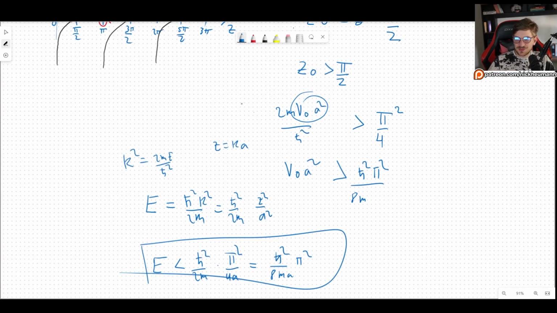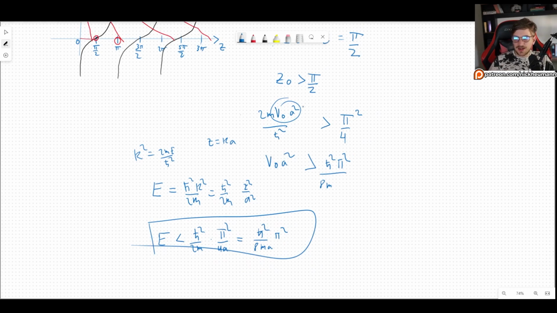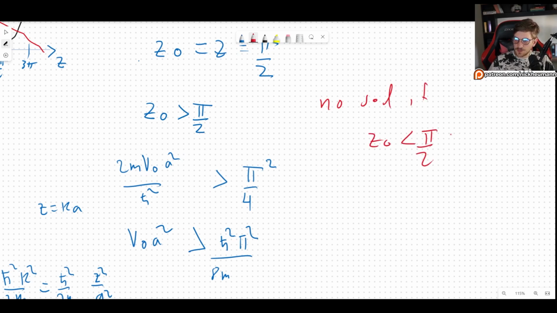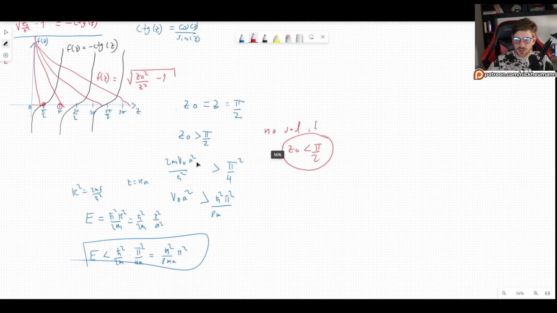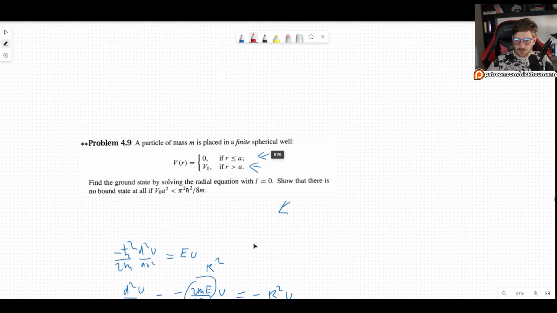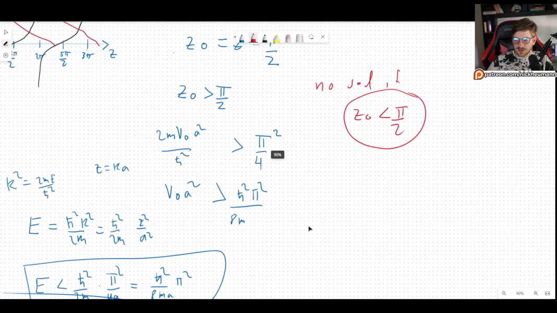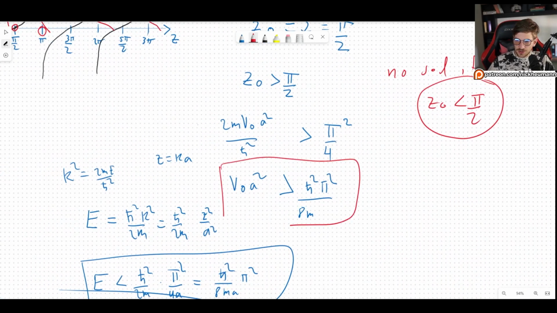Now there's just a little bit of a difference in terms of how we wrote things, because the condition is that there exists no solution if z0 is smaller than pi over 2, right? Which is how the condition is written in the head of the problem. So there is no bound state in that case. Of course, what we found is that v0a squared has to be greater than that expression, but of course it's the same, right? There can be nothing smaller, or it has to be greater. It's the same, right? So yeah, there we go.